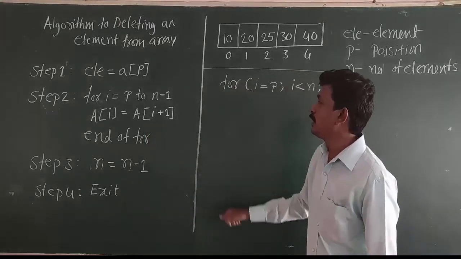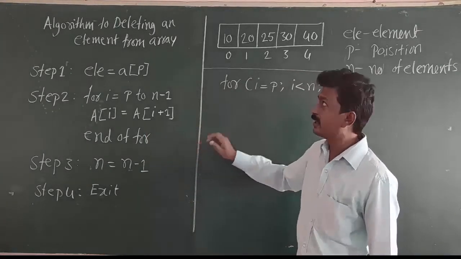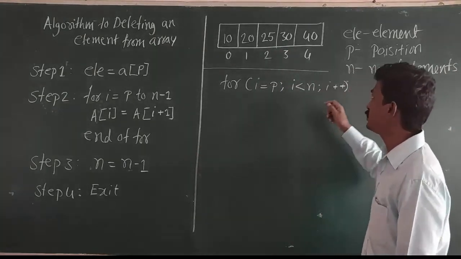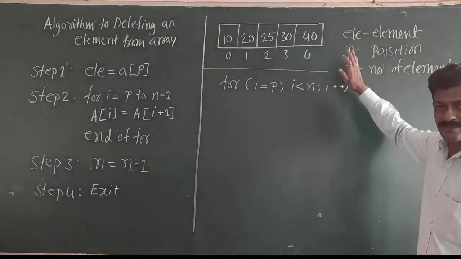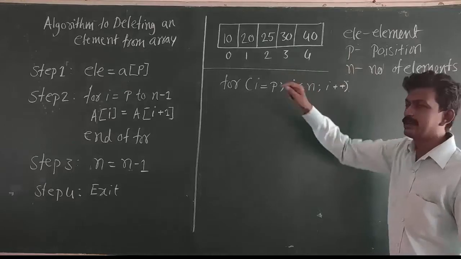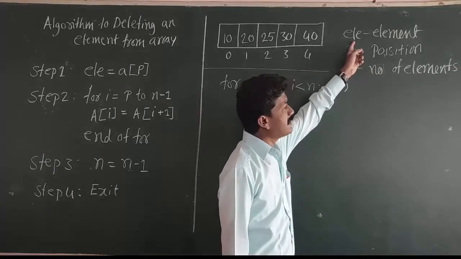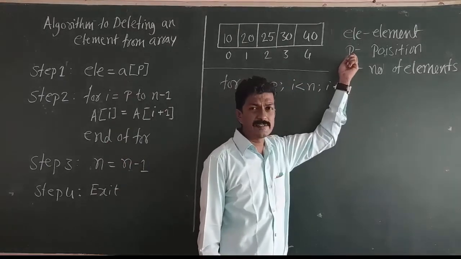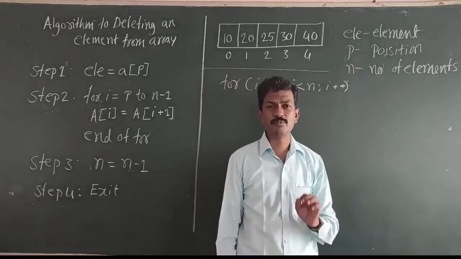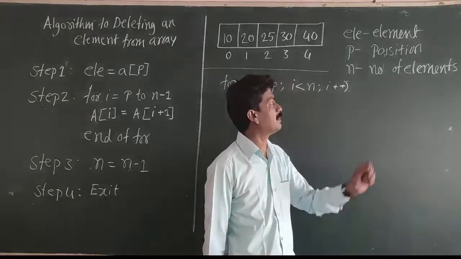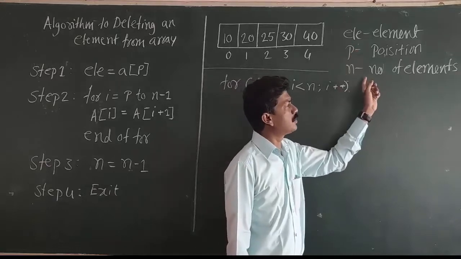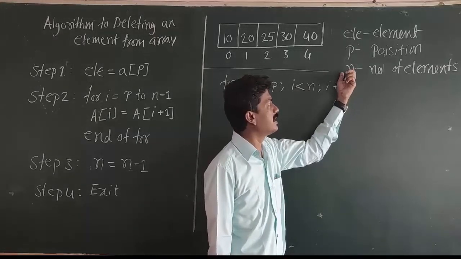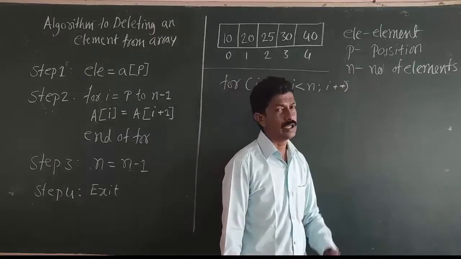Now we are going to discuss how the deletion operation happens in a given array with the help of an example. Before that, once again for this algorithm, I want to mention the terminologies we are going to use in the given array. ELE is the element which we want to remove from the given array. P is the position from which we want to remove an element from the given array. N equal to number of elements, the present number of elements in a given array, is denoted by n.